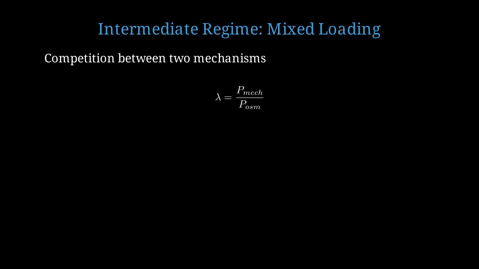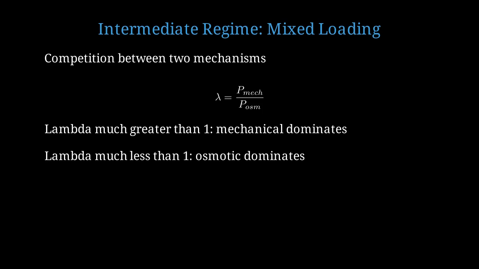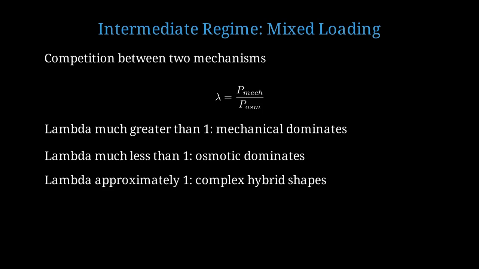We can define a dimensionless parameter lambda as the ratio of mechanical to osmotic pressure. When lambda is much greater than 1, mechanical effects dominate, and we see mechanical type buckling. When lambda is much less than 1, osmotic effects dominate, and we see osmotic type buckling. When lambda is approximately 1, we can get complex hybrid shapes that exhibit features of both buckling types.